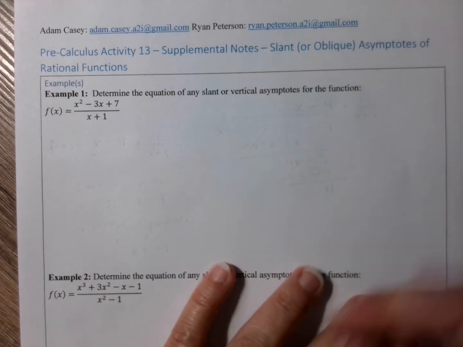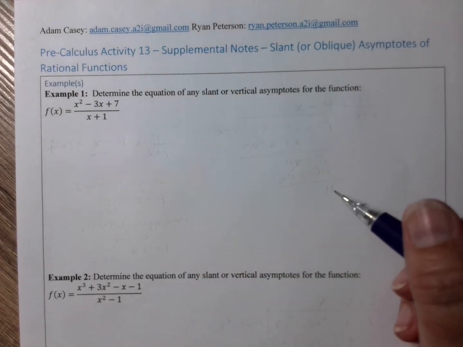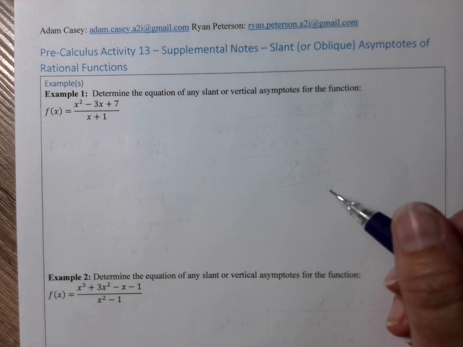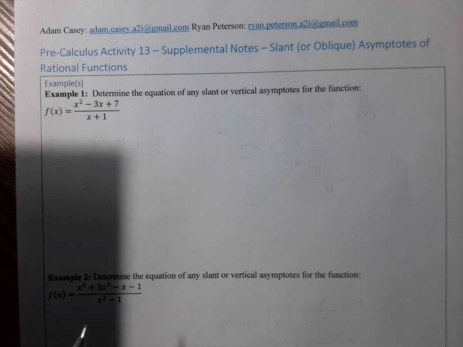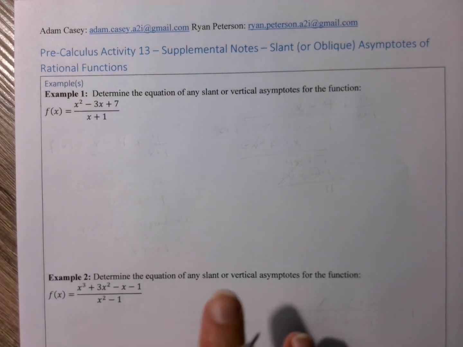All right, we've got one more video here for activity 13. And we're still talking about asymptotes, these rational functions. We have seen, and specifically in this video, we're talking about end behavior. What happens as x goes to infinity with these functions? We have seen two different possibilities in the two previous videos.